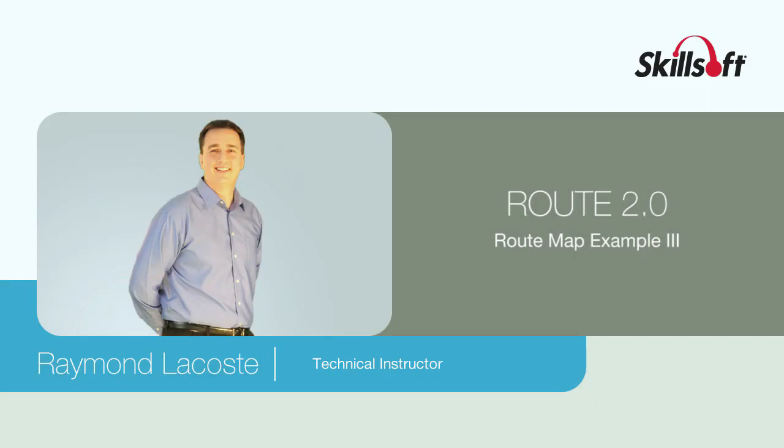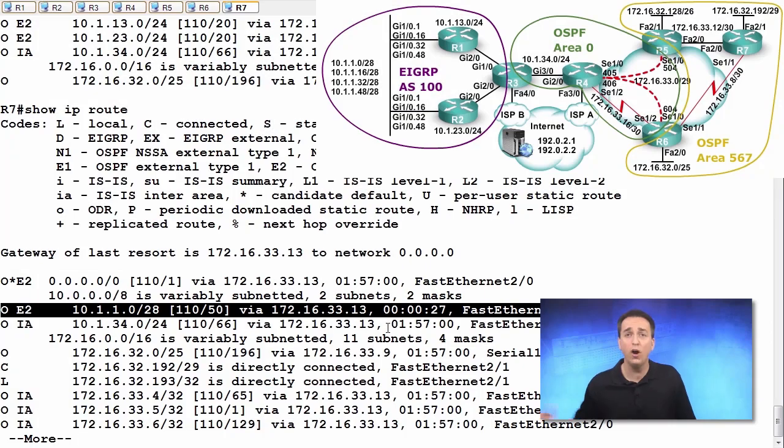Oh, look at that. It worked. We have a metric of 50. But wait a second. Are you seeing what I'm seeing? Where's the rest of the routes? Where's 10.11.16 and 10.11.32 and 10.11.48? Oh boy. We're not there. Why is that?